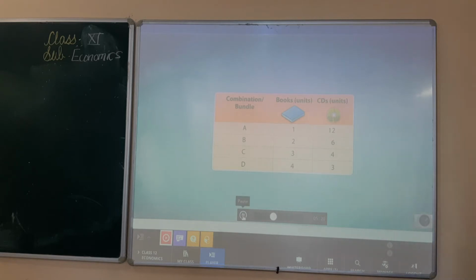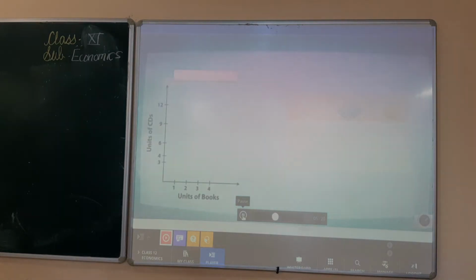And you may derive equal satisfaction from all the 4 combinations or bundles. The table showing the varying bundles would be called an indifference schedule. The indifference schedule can be plotted on an indifference curve like this. An indifference curve shows various combinations of 2 commodities which give equal utility or satisfaction to the consumer. The curve shows that given a fixed budget and fixed prices of both goods, you may be indifferent to which bundle or combination you select on this continuum.